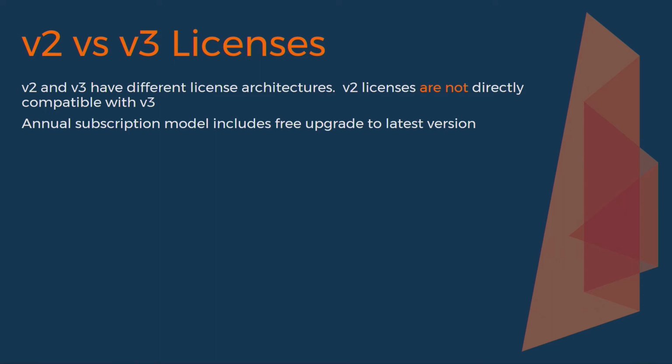Yes. So V2 and V3 licenses have different license architectures. Basically, they're not directly compatible. So if you are on V2 and you try and use your V2 primary license, one reason why it might not work is the fact that you don't have another activation, which we've talked about, but also it's not a compatible license type.